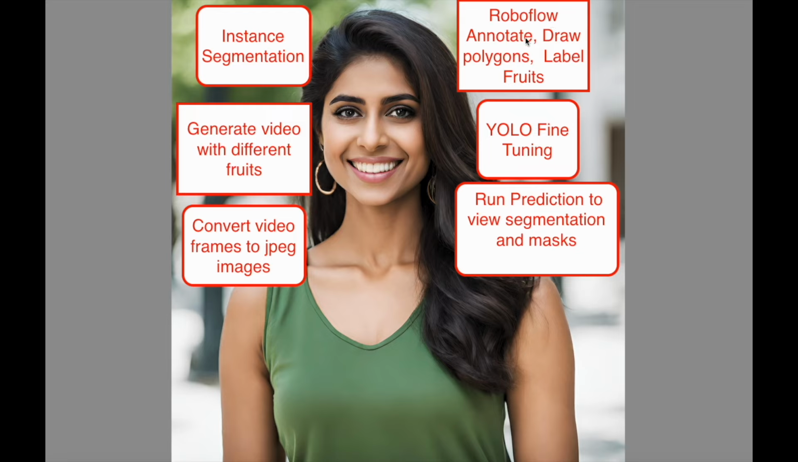Draw polygons using Smart Polygon Tool and Freeform Polygon Tool. Label each fruit. Step 4. Download the annotated dataset. Perform YOLO fine-tuning training using this custom dataset. We will start with the YOLOv8m-seg pre-trained model. Step 5. Run prediction to view segmentation and masks.